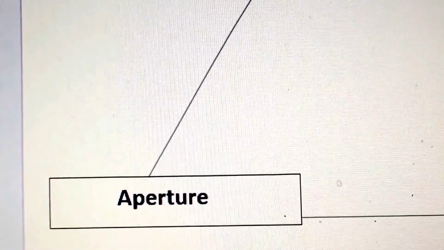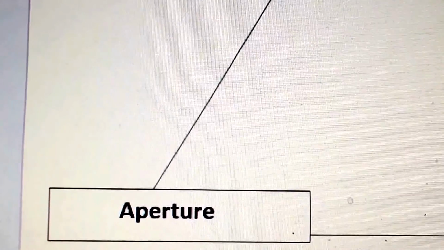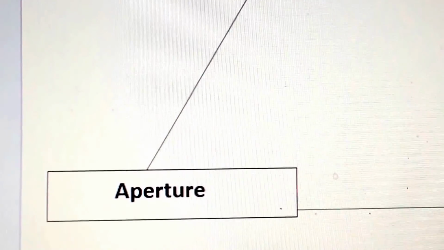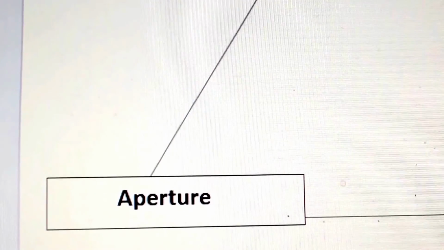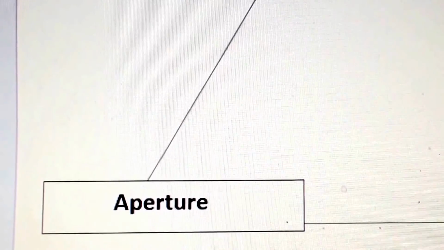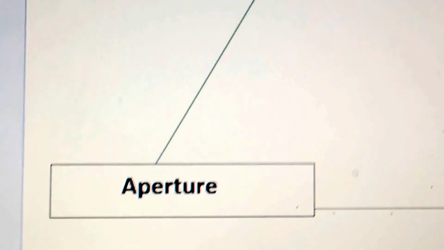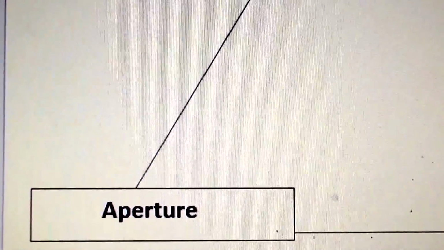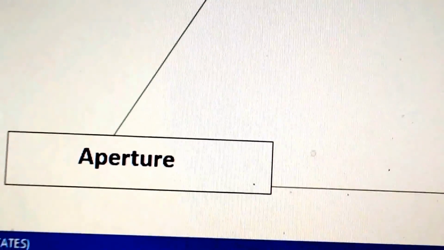If you were to affect your camera lens so that you let in more light, then that means your aperture number is high. And then that means you'll have to affect your ISO to make it more light or more dark, depending on your goal in your photo.